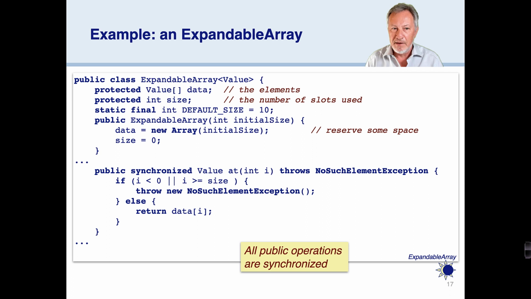Here's another example, and this is the example of an expandable array. So in this case, we have a class which has internally an implementation, a data variable, which is an array of a certain size. And the idea of our expandable array is that whenever it goes out of range, then we will copy all the values to a new internal array.